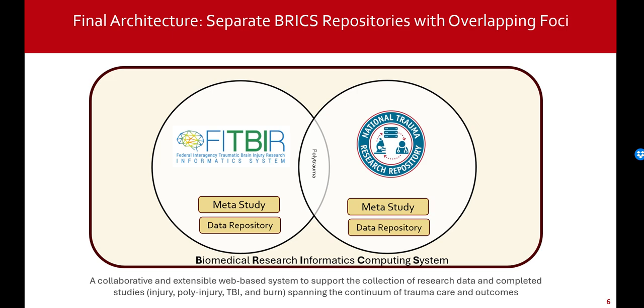The architecture of the National Trauma Research Repository, or the NTRR, mirrors what has been created for the Federal Interagency Traumatic Brain Injury Research Informatics System, also known as FITBIR. Both FITBIR and the NTRR are built on the Biomedical Research Informatics Computing System, or BRICS, platform. Through this collaborative approach, the FITBIR system and the NTRR system will sit side by side and communicate with one another, and researchers can pull and reference data that exists between both, allowing for aspects of polytrauma to be explored through secondary analyses.